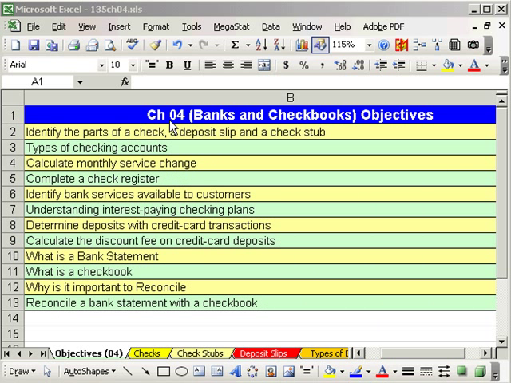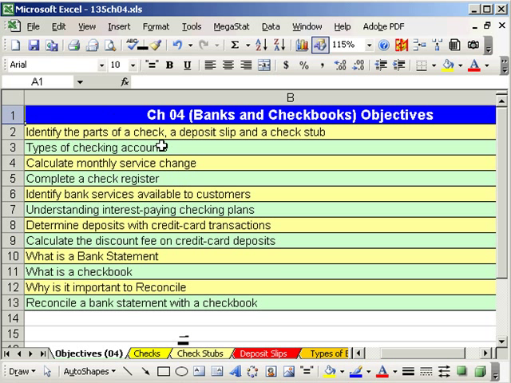Hey, we're in Chapter 4. Chapter 4 is about banks and checkbooks. Here's our list of objectives for this chapter. You should have already downloaded this 135 Chapter 04. You can see up there in the corner .xls. We're on the first sheet tab called Objectives 04, Chapter 4.